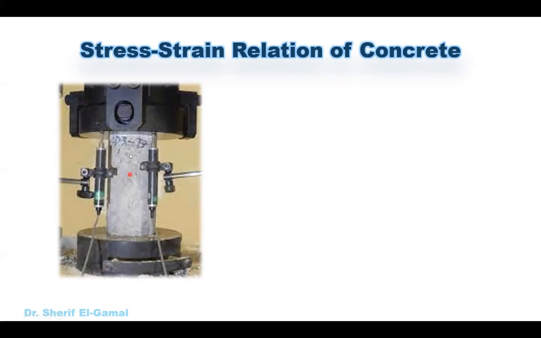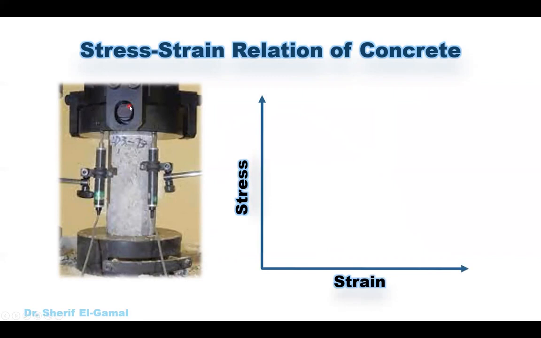So how to do that? You apply a force using the machine, and then we have a vertical axis. We will draw the stress, which is equal to the force divided by the cross-sectional area, and the strain, which will be the change in the length divided by the original length. So under this applied load from the machine, we will have this stress-strain relation of concrete until it reaches a maximum force or the crushing strain of the concrete cylinder or concrete cube.